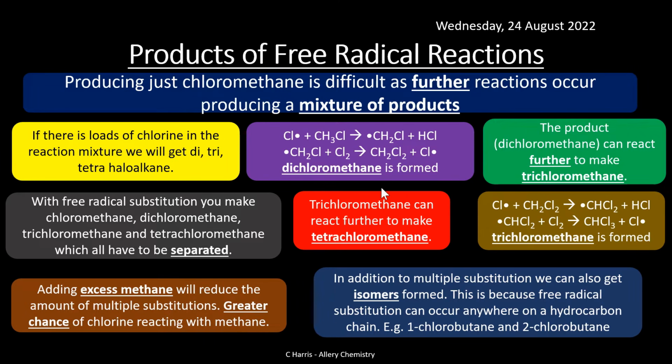So in addition, obviously, to these multiple substitutions, we can also get isomers formed, and we'll look at isomers a little bit later on. And this is because free radical substitution can occur anywhere on a hydrocarbon chain. So, for example, if you had a longer molecule, such as butane, butane's got 4 carbons, you can have a chlorine at the end, you can have a chlorine in the middle, you can have 2 chlorines in the middle, 1 at the end, 1 in the middle, 2 at the end. You have loads of different isomers that are formed, but we will look at isomers later on because that's obviously going to be quite important. So it's just understanding what these free radical reactions are that's going to be quite important.